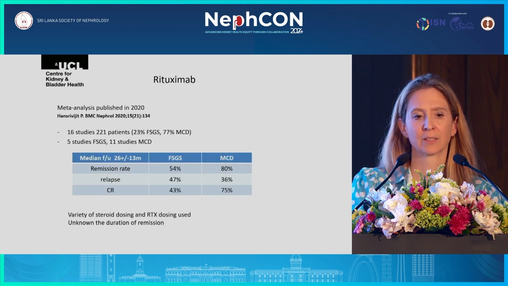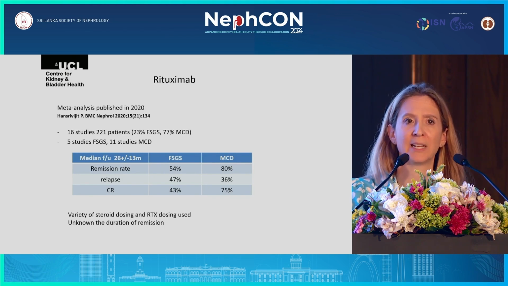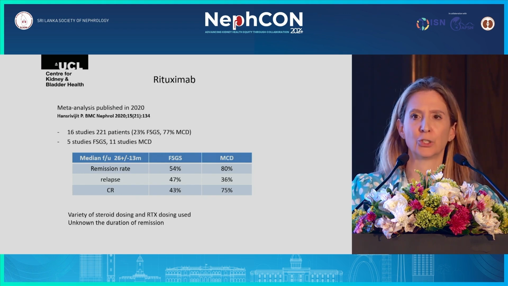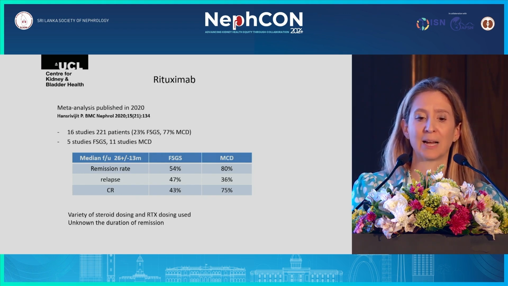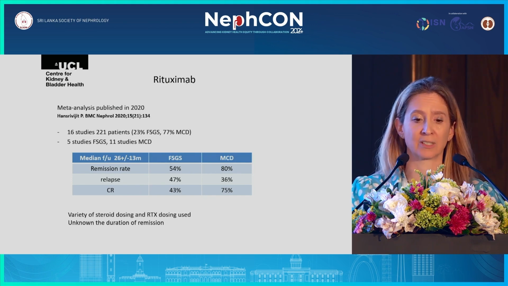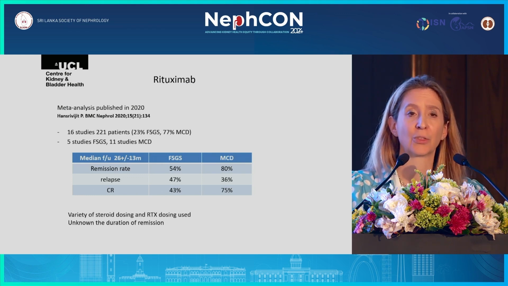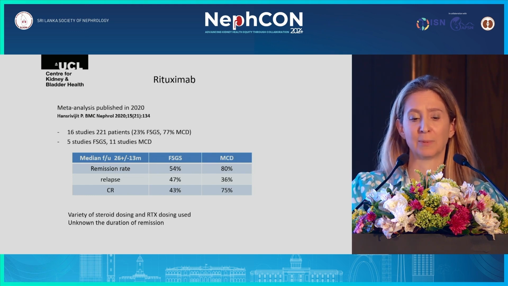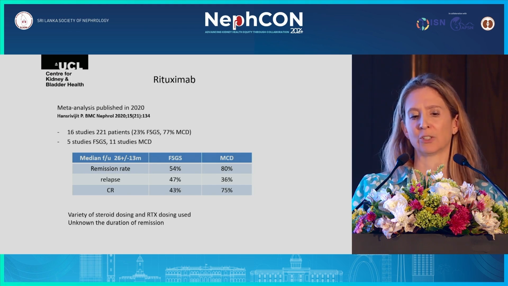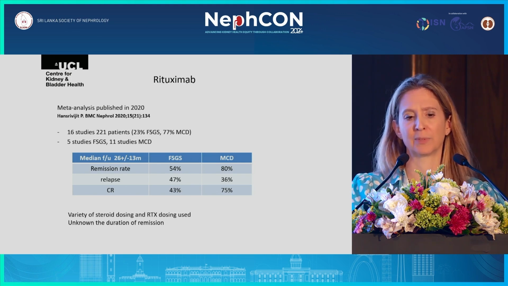So a meta-analysis published in 2020 looked at 16 studies of over 200 patients with FSGS and minimal change and followed up these patients for a median of just over 2 years. And they basically demonstrated with rituximab, with minimal change, a very high remission rate. So 80% of patients responded to rituximab, decreasing to just over 50% of patients with FSGS. About a third of patients had a relapse following rituximab compared to 50% of patients with FSGS with long-term follow-up. And about three quarters of patients with minimal change have a long-lasting remission with rituximab compared to 43% of patients with FSGS.